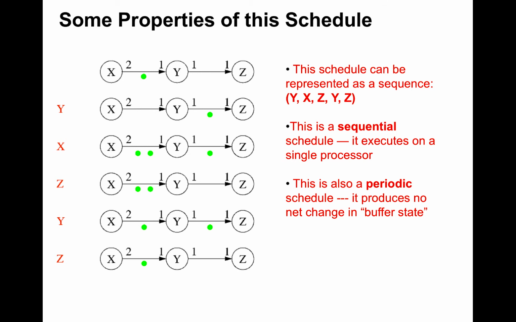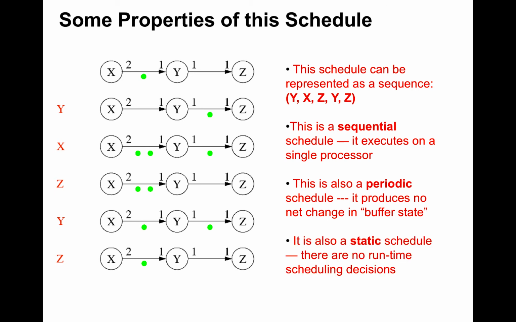This is also a periodic schedule because it produces no net change in the buffer state. The state of the buffers at the end of the schedule is the same as the state at the beginning. That is, at the beginning and the end of the schedule, we have one token on the left-hand edge and no tokens on the right-hand edge. That's what makes it periodic. It is a static schedule because we don't need to determine anything at runtime. We know absolutely at each point in time what needs to happen.